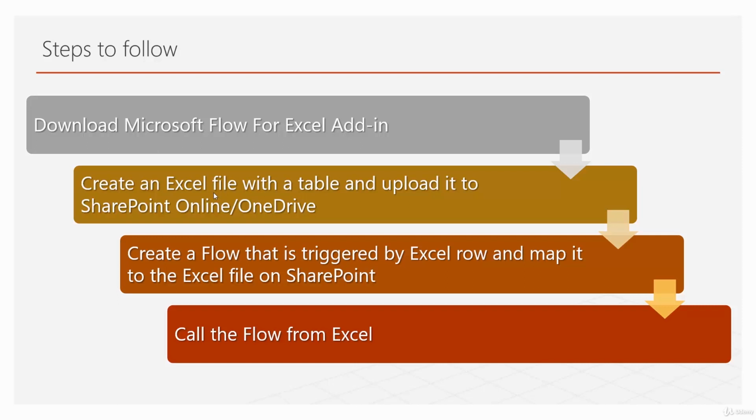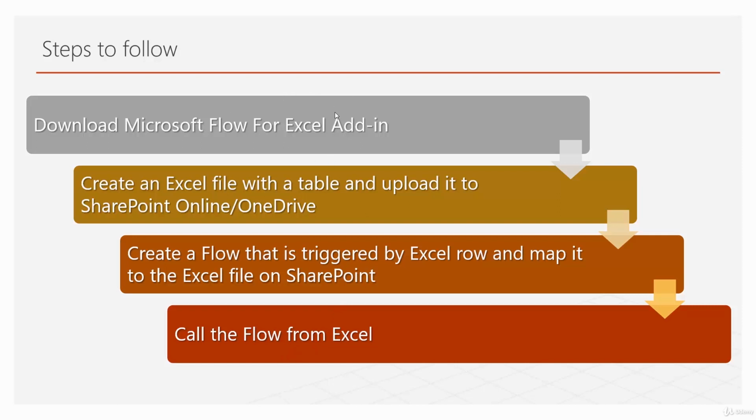Then we create an Excel file with a table and upload it to SharePoint Online or OneDrive. Again, if you want to call a flow from Excel, that Excel file has to be either on SharePoint Online or on OneDrive. You cannot push the button on your Excel, which is on your desktop, and make that call a flow. Then we create a flow that is triggered by Excel row and map it to the Excel file that we have on SharePoint. And finally, we call and test the flow from Excel.